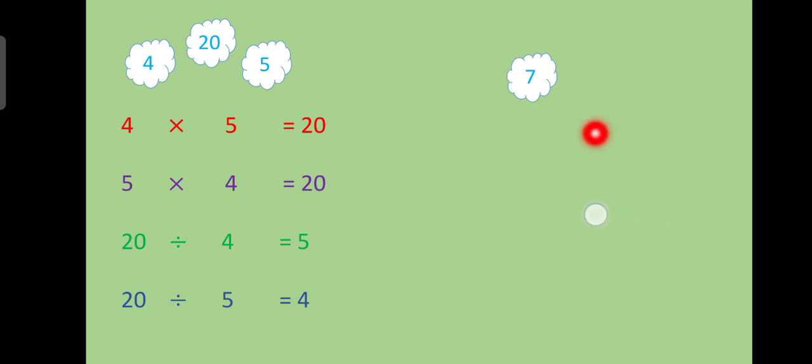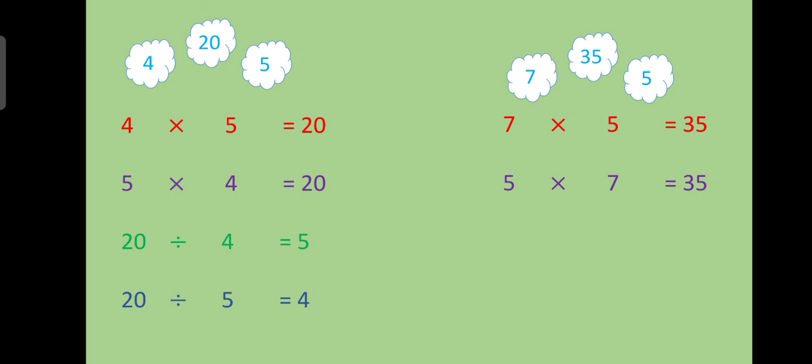Now we have another three numbers, 7, 35, and 5. Arrange them in a multiplication equation. Start with any one of the small numbers. It will be 7 by 5 equals 35, or 5 by 7 equals 35. Division, I will start with the big number. Which is the big number? 35 divided by 5 equals 7, or 35 divided by 7 equals 5.